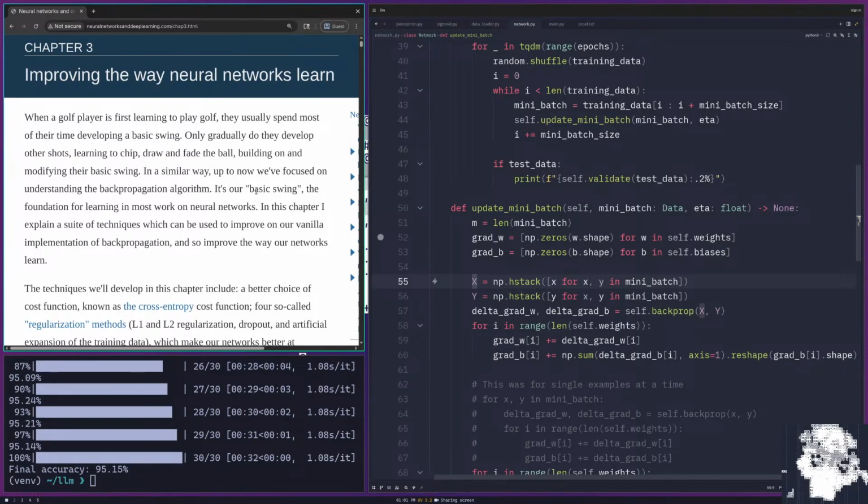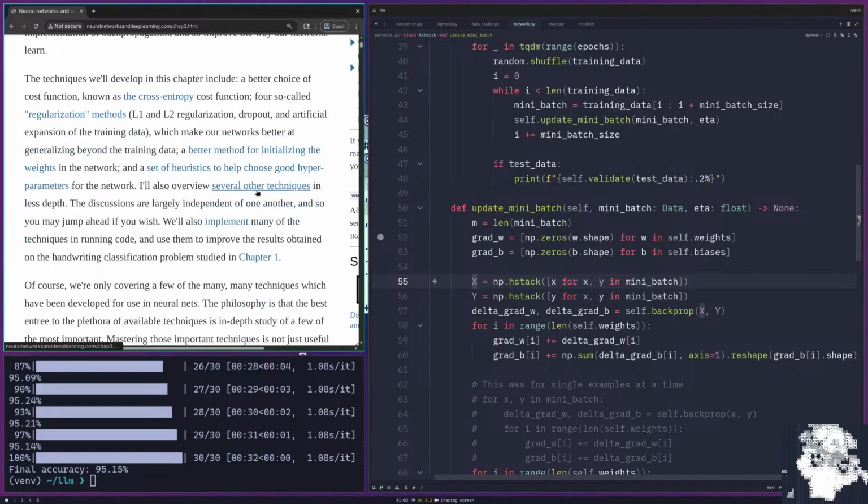In this chapter, I explain a suite of techniques that can be used to improve on our vanilla implementation of backpropagation, and so improve the way our networks learn. The techniques we'll develop in this chapter include a better choice of cost function, known as the cross-entropy cost function, four so-called regularization methods, L1 and L2 regularization, dropout, and artificial expansion of the training data, which make our networks better at generalizing beyond the training data, a better method for initializing the weights in the network, and a set of heuristics to help choose good hyperparameters for the network.